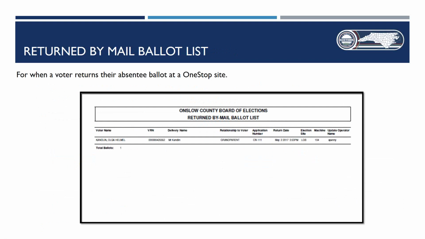All right, so this next report is the returned by mail ballot list. There's a function in SOSA, if they come and return their mailed ballot to the one-stop site, you can actually log that in SOSA, and then you can print out this report so that you can do the data entry when you get back to the office. And the only people that will be on this report are those that returned by mail ballot to that one-stop site.